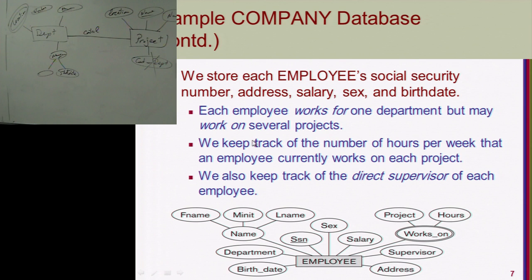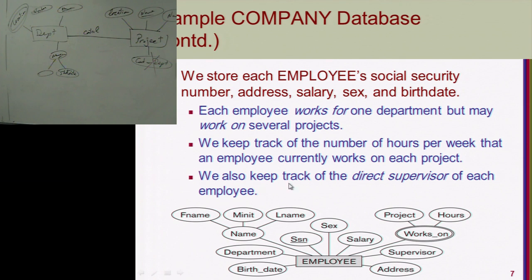We need to keep track of the number of hours per week that an employee currently works on each project. So for each project I need to tell what are the projects you are working on, Mr. Muhammad, and how many hours per week you have worked for each project. So that's why he represented works on as a multi-valued attribute, because he works on many projects. So which project and how many hours for this project, right?